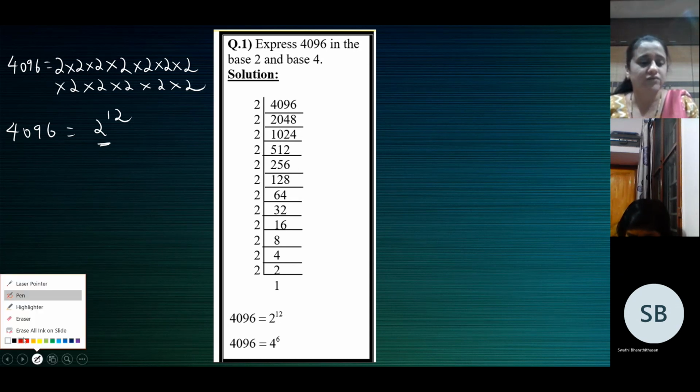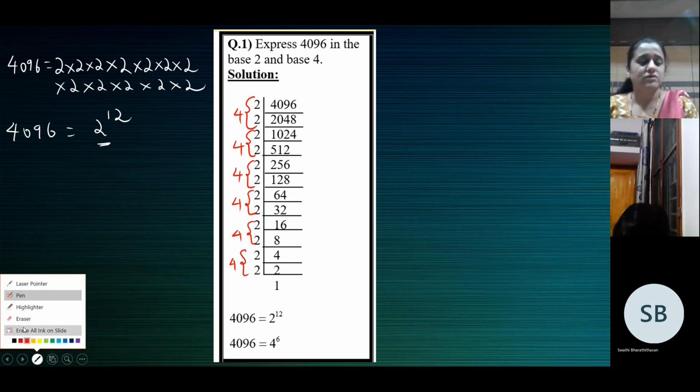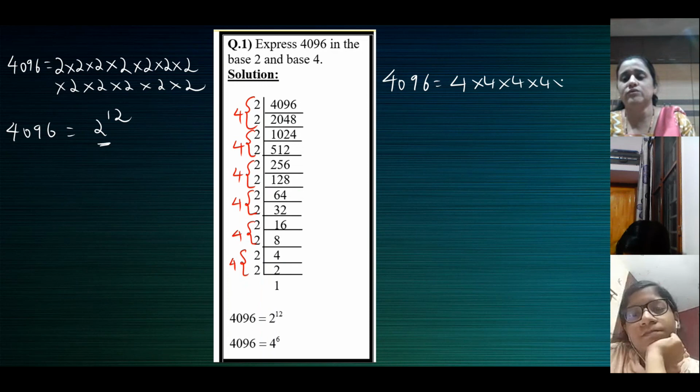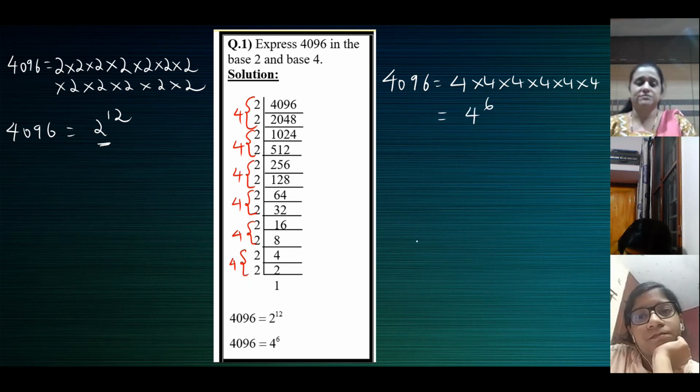If you want to express it in base 4, then 2 2s are 4. Each pair of 2s makes a 4. So 4096 is equal to 4 multiplied with itself 6 times: 4 into 4 into 4 into 4 into 4 into 4. So it is 4 to the power 6.